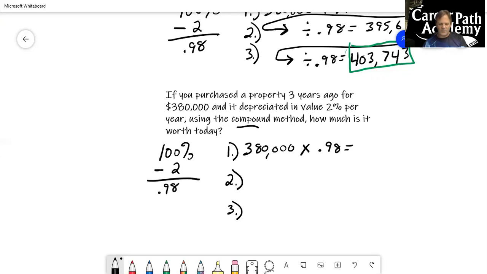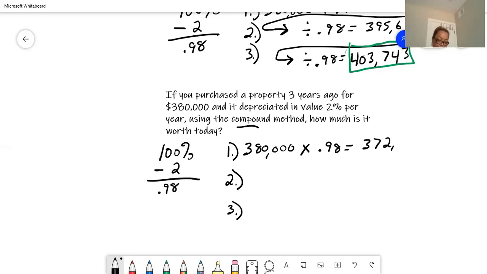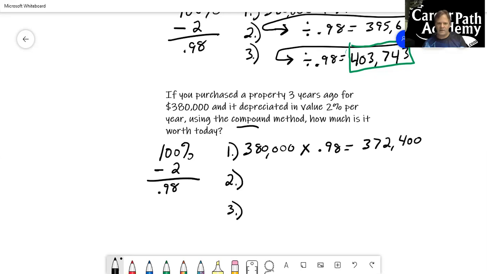Equals 37. What was that? 372,400 the first year, right? Yes. 372,400. Now we know that this number going down is right because we gave you how much you bought it for, and now we're trying to figure out what today's value is.